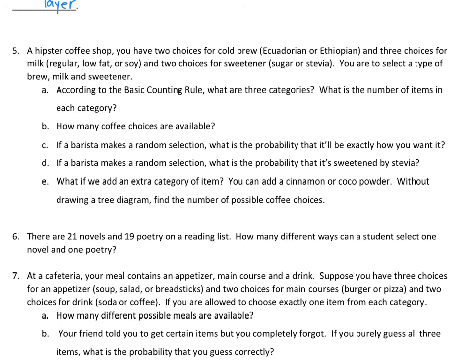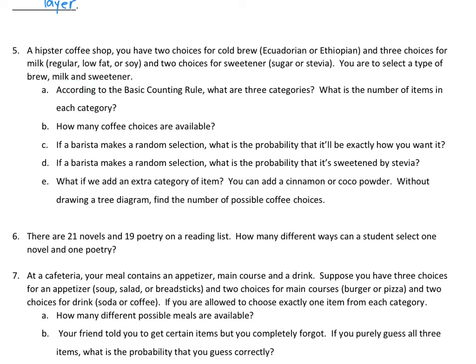So let's look at the next question. I'm going to get started, and then I'm going to have you finish the rest of the worksheet. Let's say a hipster coffee shop. You have 2 choices for your cold brew: Ecuadorian and Ethiopian. 3 choices for milk, and then 2 choices for sweetener. You are to select a type of brew, a milk, and a sweetener.